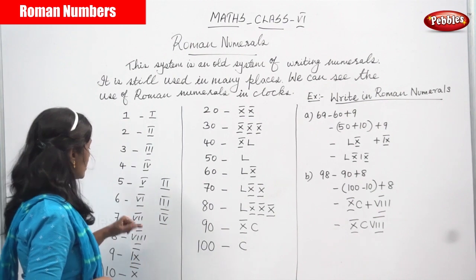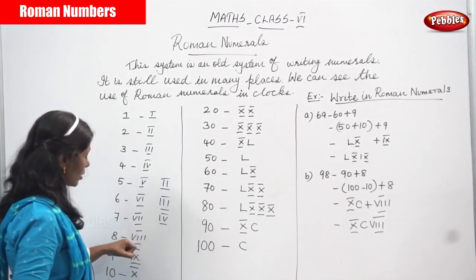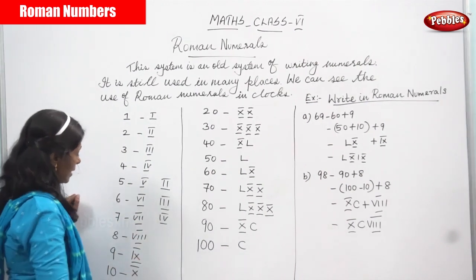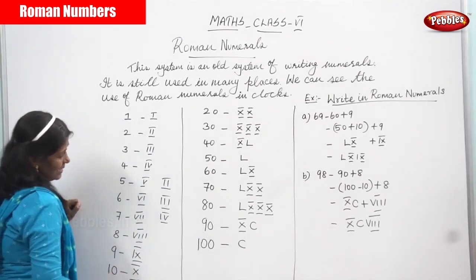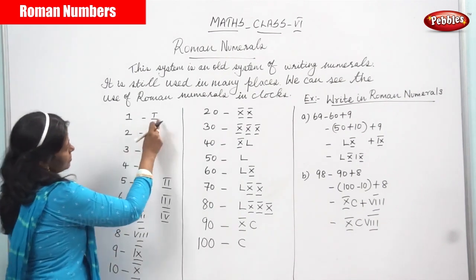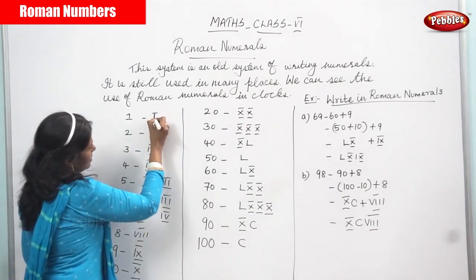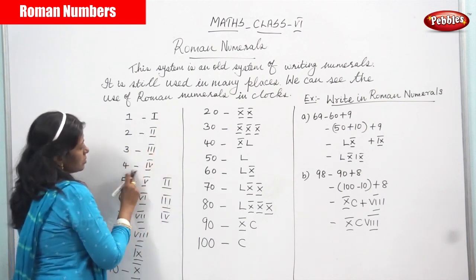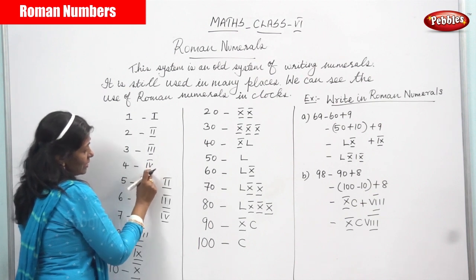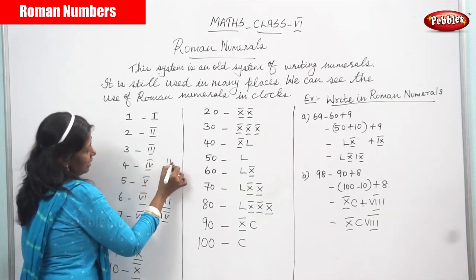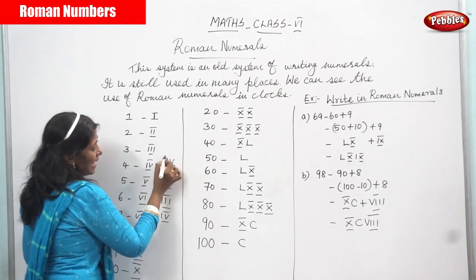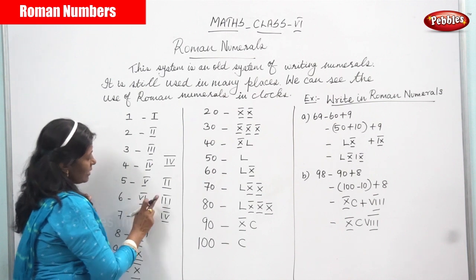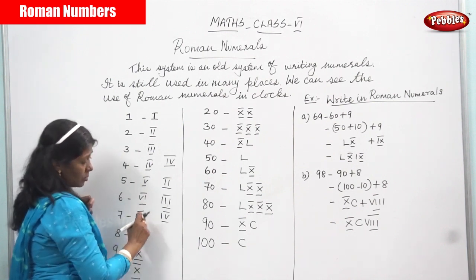Okay, now 6 means V and I, and 7 is V and double I, and V and triple I is 8, and I and X is 9, and 10 is only X. I'll repeat once again. This is 1, so this is called I. And this is double I, and this is triple I, and this is 4. Generally we say 1 and V, but it's not 1 and V, it's I and V. Okay, I and V.